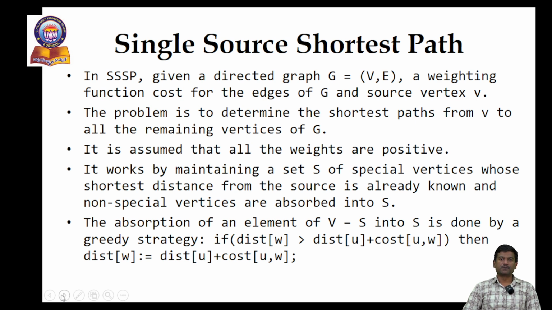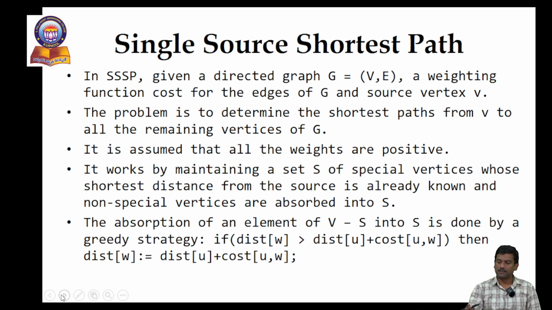Single source shortest path: given a graph G = (V, E), where V indicates a set of vertices and E indicates a set of edges, and certain costs are associated with each edge. The problem is to determine the shortest path from v to all other remaining vertices of the graph.